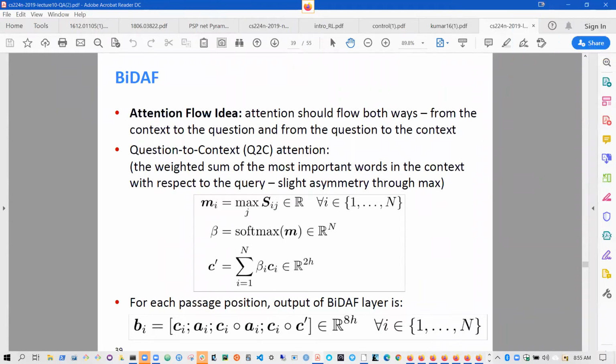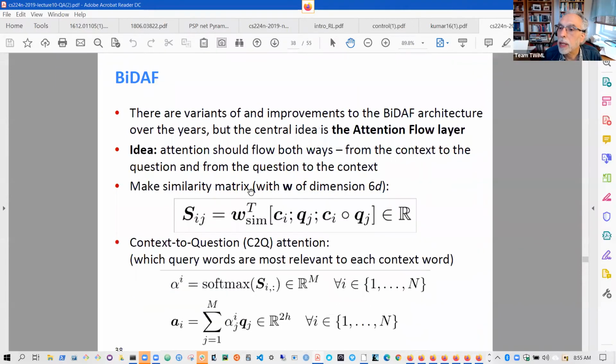Joseph, I think yes. I missed it. Can you explain what the similarity matrix is again? Yeah, let's go back there and look at that.